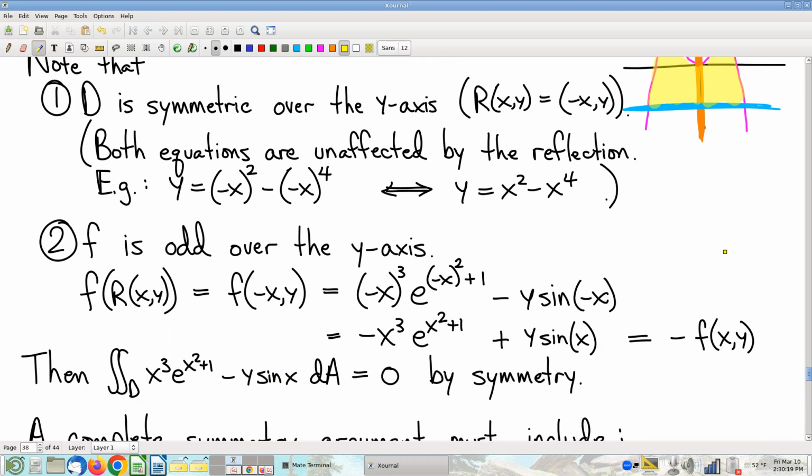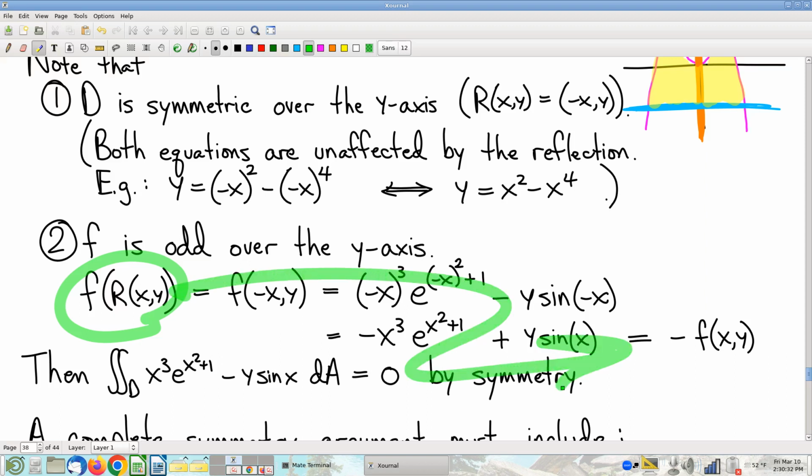Next, I claim the function is odd. How do I know the function is odd? Well, remember the rule. To show that something is odd, I need to compute the value of the function at a reflected point and have that turn out to be the negative of the original value of the function. And now, of course, you can see this algebra has worked out. f at the reflection is the negative of the original value of f. So this is what we want to show.